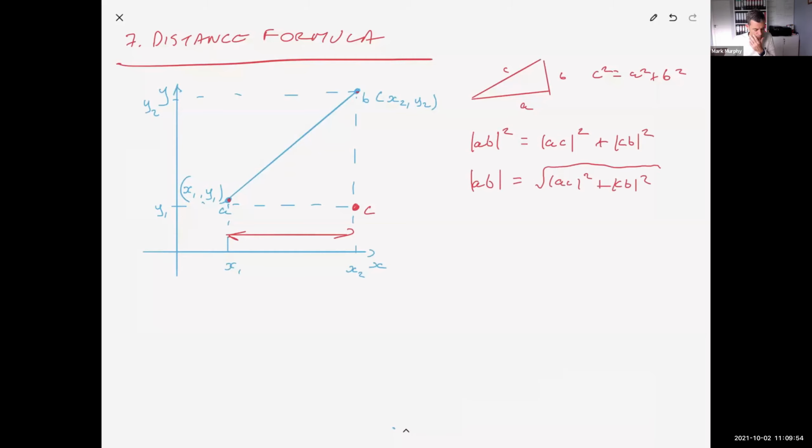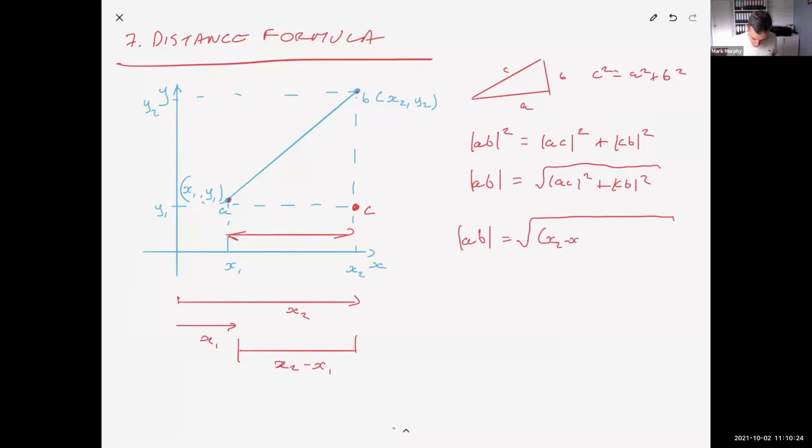Now let's write down what AC is. Well, AC is just x2 minus x1, isn't it? In other words, this distance here, that's x2. And this distance to here is x1. So the distance between them, what we're looking for, is just x2 minus x1. And similarly for the y coordinate. So let's fill it in. AB is equal to the square root of x2 minus x1 all squared plus y2 minus y1 all squared.